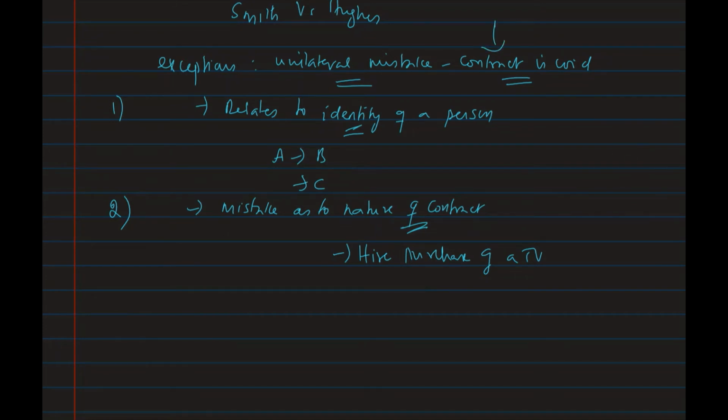What are those two circumstances? One, it relates to the identity of the person. That means you are going and contracting with the wrong person. Secondly, it is a mistake as to the nature of the contract, which is so fundamental that if you make a mistake, it cannot be enforced in a court of law. So the contract is treated as void.